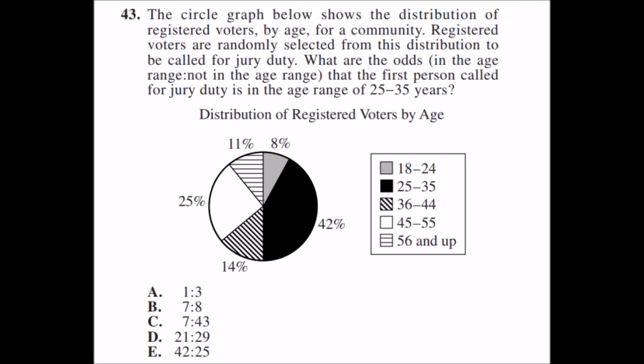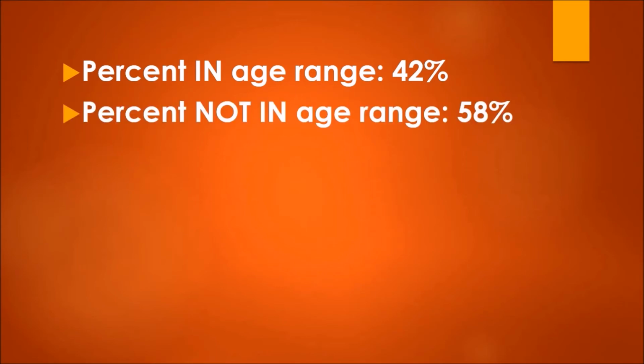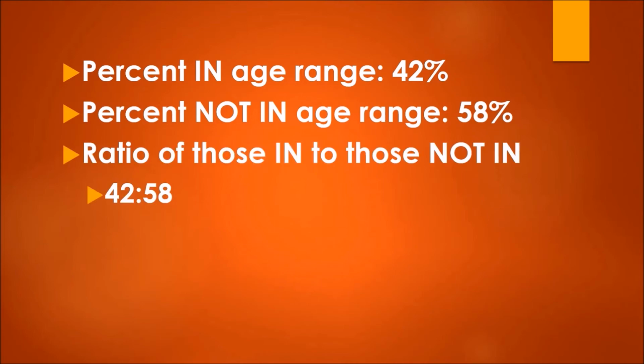So you simply have to take the percentage of people in the 25 to 35 age range, which is 42%, and make a proportion with the other number being the percent of people not in the age range, which is 100 minus 42, which is 58%. So the ratio is 42 to 58, which can be simplified to 21 to 29, which is D.